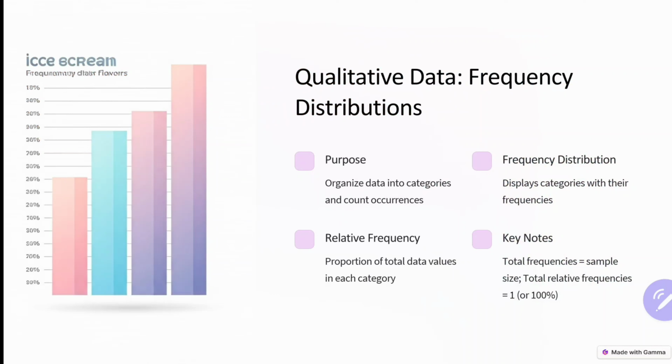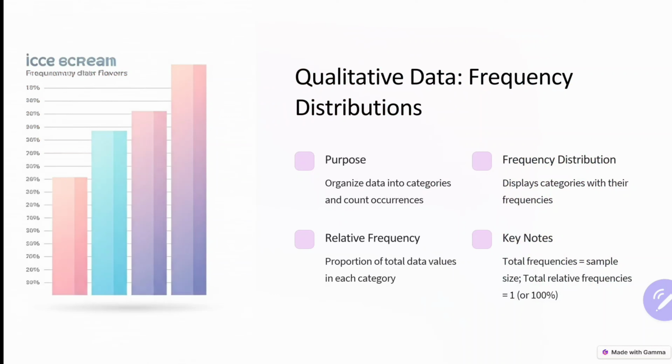And then when we talk about the frequency distribution, this displays categories with their frequencies. For example, how many female students do we have in the class? How many male students do we have in the class? Okay, so these are categories. And secondly, we talk about the relative frequency. What is the difference between frequency and relative frequency? For relative frequency, we're talking about the proportion of total data values in each category. I'm going to show you how this works out in the next slide.